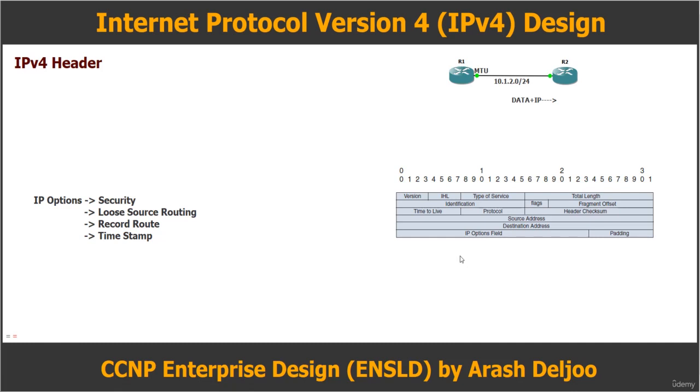All right. Until now, we have learned about the fields that we have in the IP header. Version indicates the version. IHL indicates the length of the header. Type of service works for quality of service. Total length indicates the total length of the packet. Identification, flags and fragment offset work when we have fragmentation. Time to live, or TTL. Protocol is for identification of the upper layer protocol.